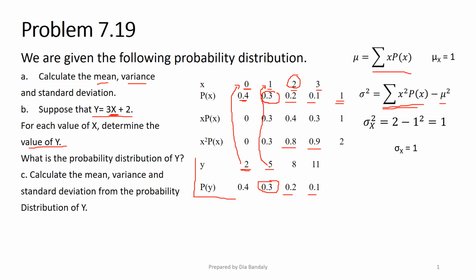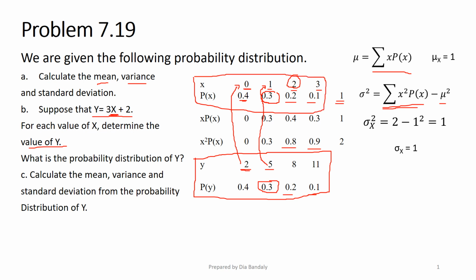Now we have a very nice probability distribution of y, which was a variable that's a function of x. You see, if you have the probability distribution of a variable x and you have another variable that's a function of that x, you can easily determine the probability distribution of that new variable. This is very, very powerful.